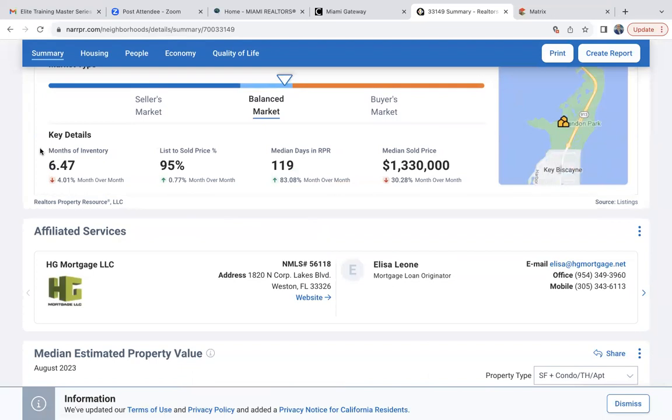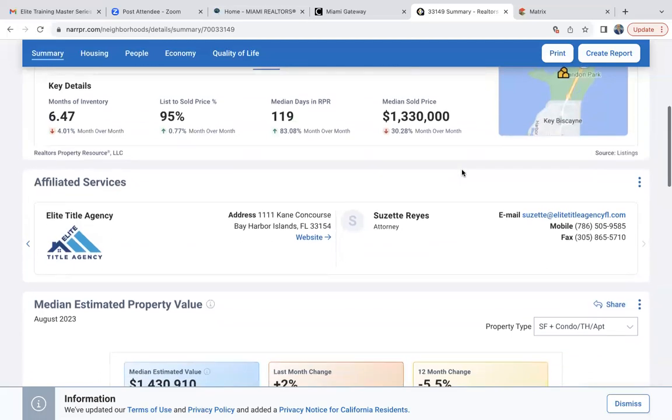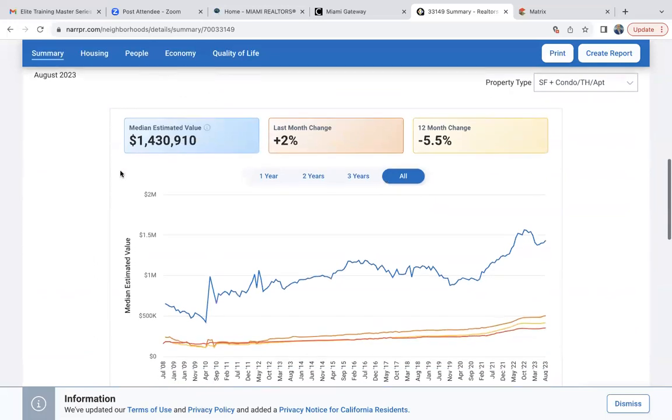All right, so in Key Biscayne 33149, we have 6.5 months of inventory. They're selling at 95% over the original price. And the median sold price in Key Biscayne currently stands at 1,330,000. Guys, the prices are down over the last month by 30%. You have the median estimated value of a property in Key Biscayne at 1,430,000. That's up 2% from the previous month. However, that is down 5.5% over the last 12 months.